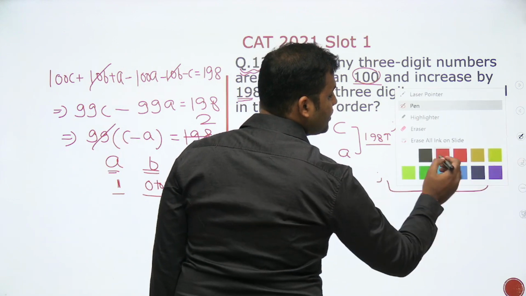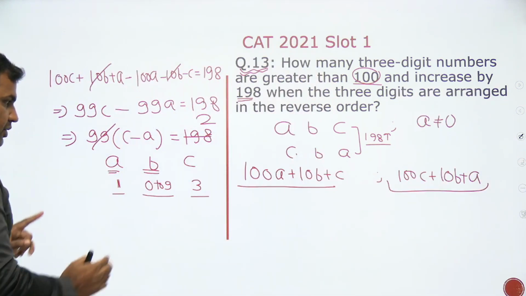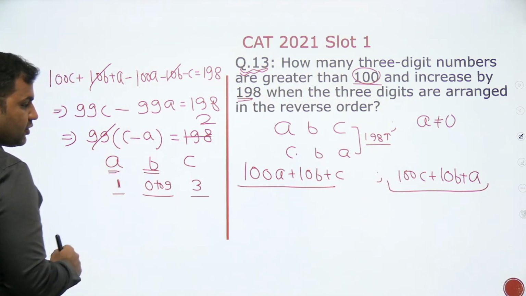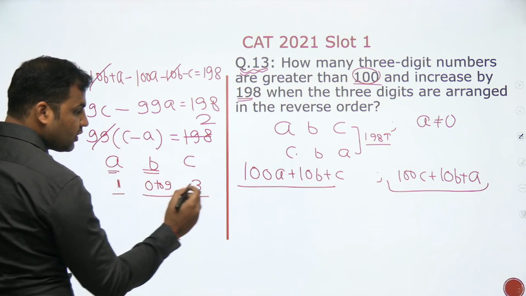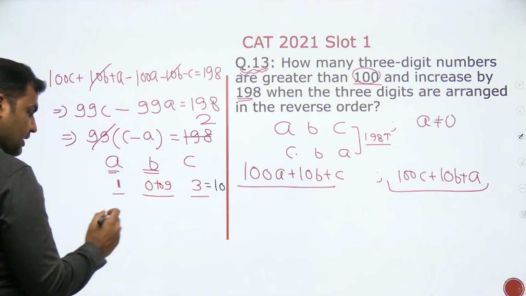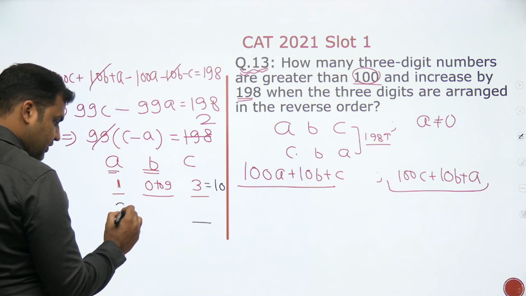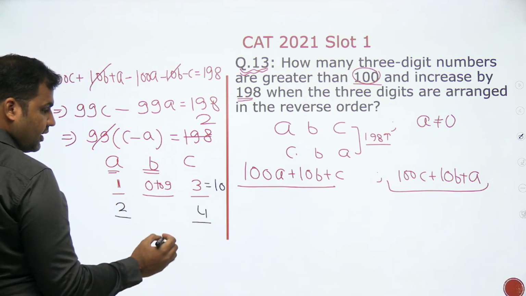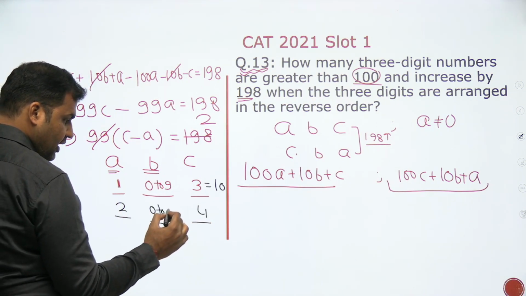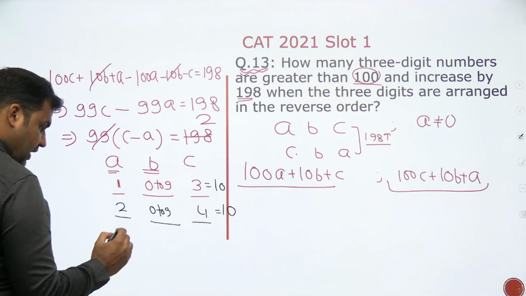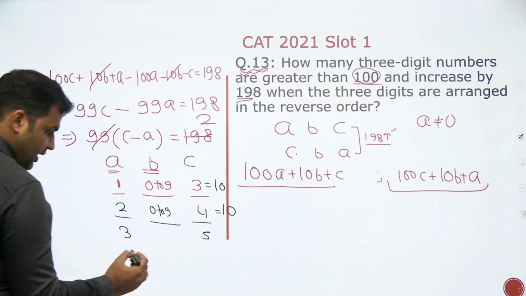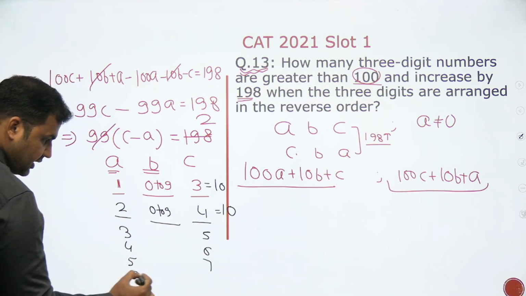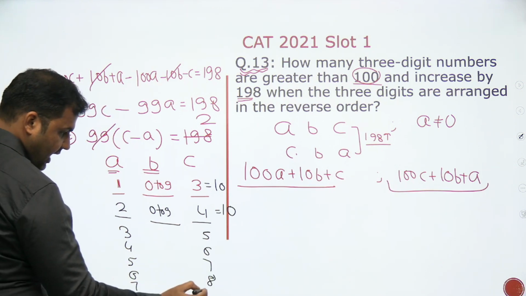इस केस में टोटल आप 10 नंबर्स बनाओगे. देखो, A को 1 रखो, C को 3 रखो, B को 0 से 9 कुछ भी रखो. जितने भी नंबर्स बनेंगे रिवर्स करने पे 198 से इंक्रीज होंगे. So when B's value changes from 0 to 9, I will be having total 10 numbers, right? Similarly, if I take A as 2, C as 4, right? Again B can be anything from 0 to 9, so 10 more numbers, right? If I take this as 3, this has to be 5. If I take this as 4, this has to be 6. This as 5, this has to be 7. This 6, this 8, right? 7 and 9. That's it.